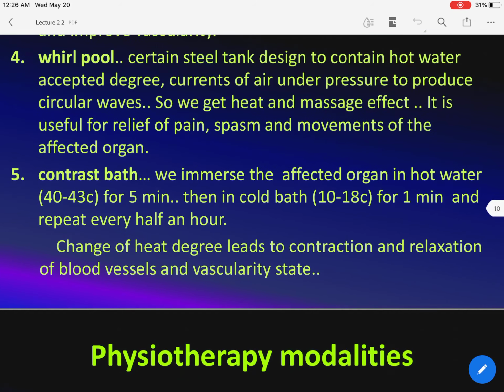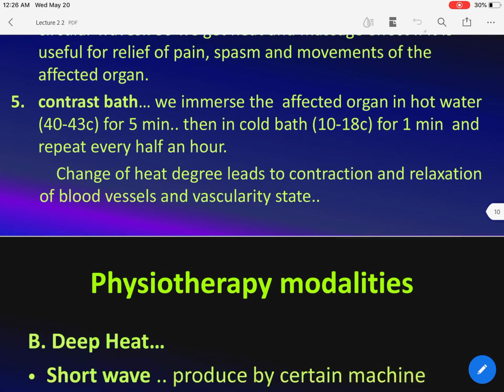Contrast bath is very strange and important. We immerse the affected organ in hot water, about 40 degrees or less, for 5 minutes, then in a cold bath, 10 to 18 degrees, for 1 minute. 5 minutes hot, 1 minute cold, and repeat every half an hour. This change in heat degree leads to contraction and relaxation of blood vessels and changes the vascularity state.